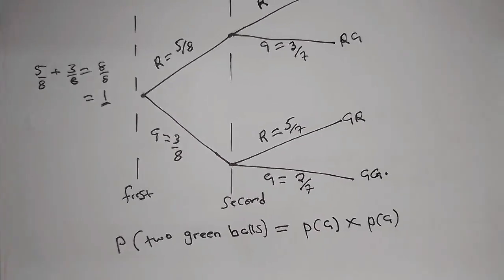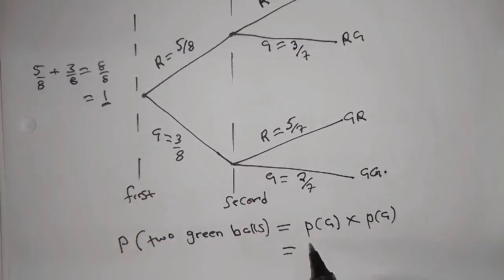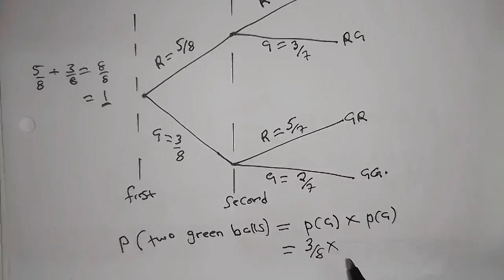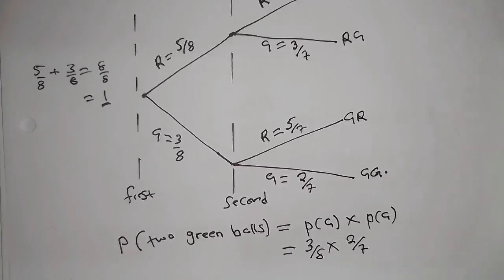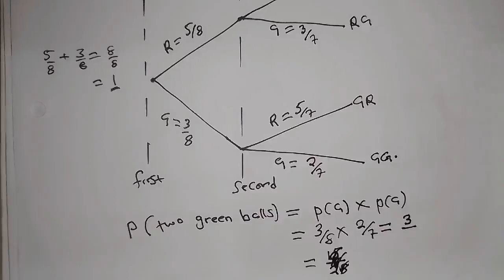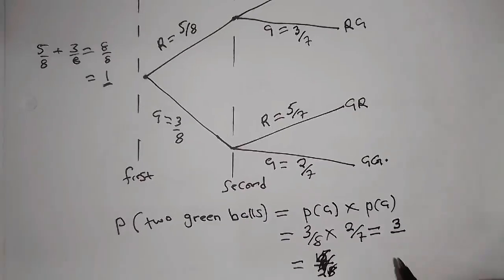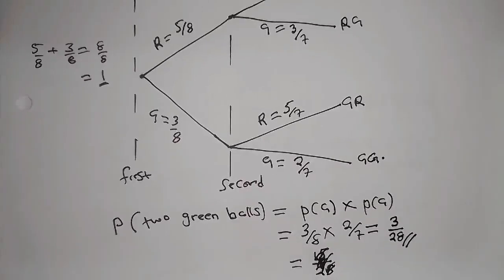So from there, you just get this green. It's 3 out of 8 multiplied by the other green, which is 2 out of 7. It will give you 3 out of 28. So that is the answer.